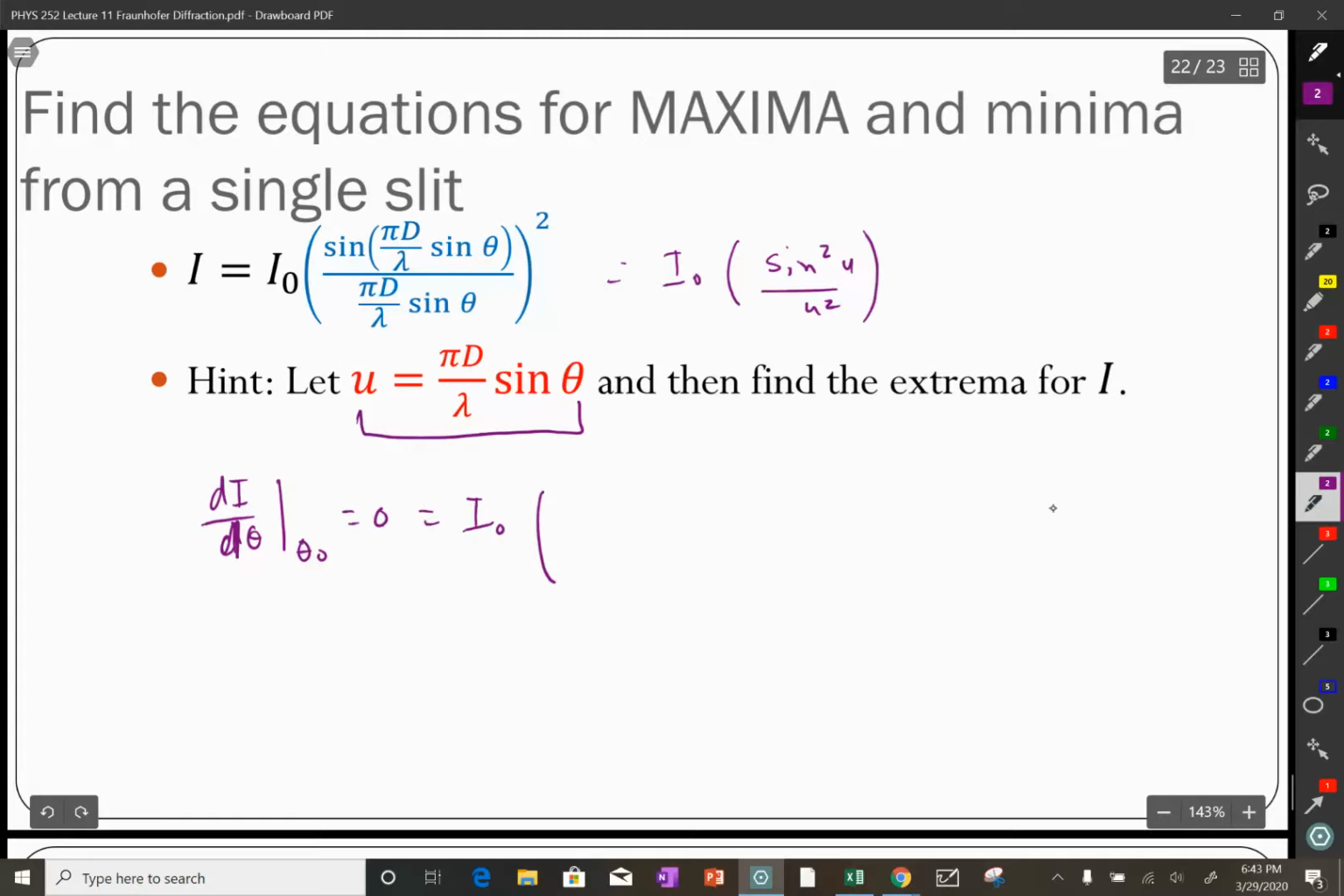the derivative of sine squared, 2 sine u times cosine u, over u squared. And I know I have to have the chain rule, so out here du d theta, plus sine squared u, and then that was over u squared, so that's going to be times a minus 2 over u cubed.